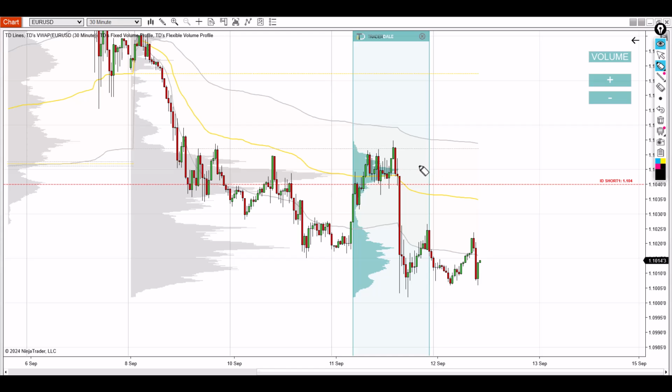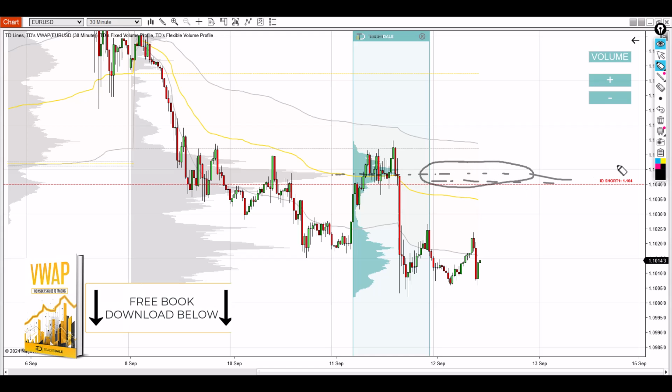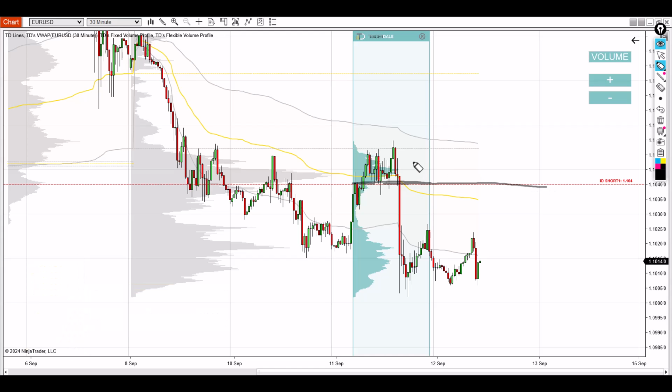Alright, and by the way, it doesn't matter that the weekly point of control is just a couple of pips above the level. We are talking about a resistance zone, not the exact place where the price should react. I personally like to trade from the beginning of that heavy volume zone and the beginning of that fair value gap, but still this is a resistance zone, not an exact level.